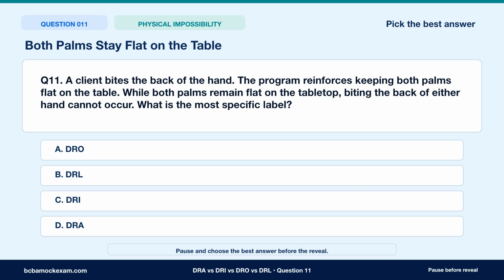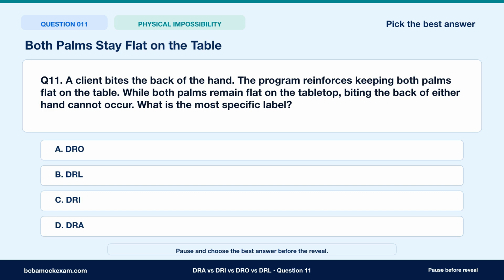Question 11. A client bites the back of the hand. The program reinforces keeping both palms flat on the table. While both palms remain flat on the tabletop, biting the back of either hand cannot occur. What is the most specific label? The choices are A. DRO, B. DRL, C. DRI, D. DRA.